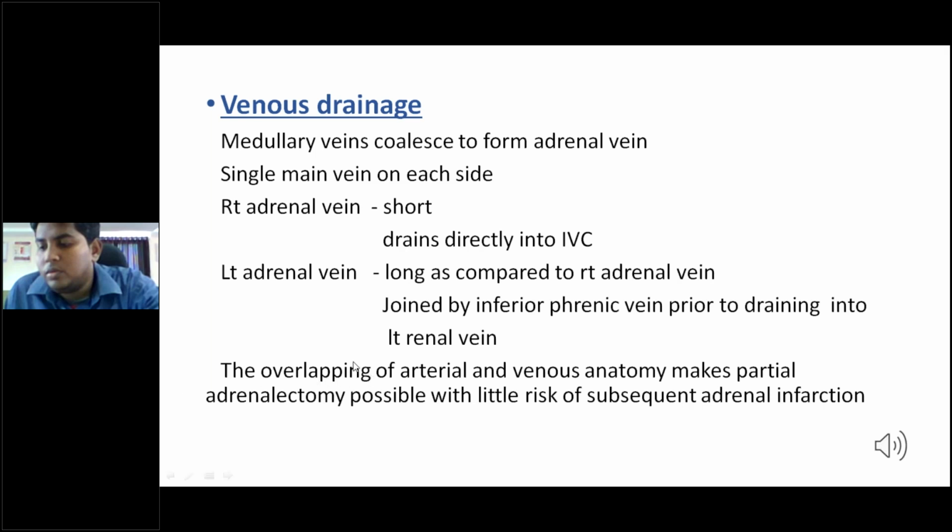So both are overlapping. In the previous slide, we discussed how blood vessels, arteries, and veins are there in the adrenal medulla. This overlapping makes partial adrenalectomy possible, and there is a blood supply from three different arteries. One is superior, middle, and inferior. So partial adrenalectomy is possible in case of benign tumors or early malignant tumors. So the segmental blood supply allows for a partial adrenalectomy.